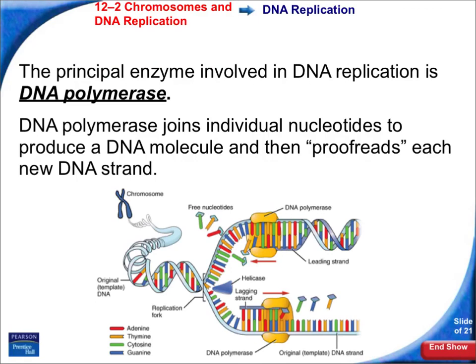The main enzyme involved in replication is called DNA polymerase. We know it's an enzyme because it ends in ASE, and its job is to make DNA. Remember, polymerize means we're going to make a large molecule, and in this case, we're making DNA. The job of the DNA polymerase is to move along that strand and add those bases. As it goes, it's going to proofread so that hopefully there are no mistakes in the new strand.